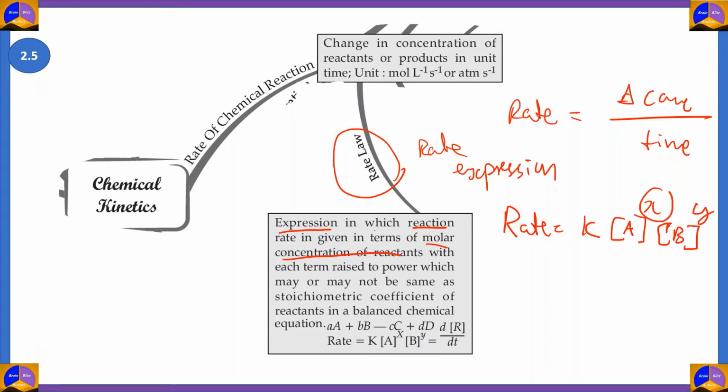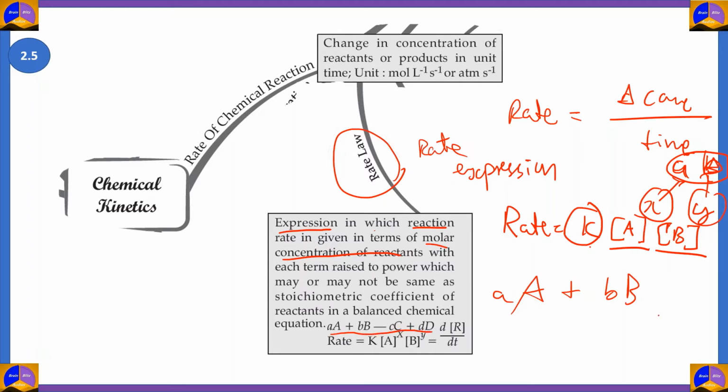So sometimes it may be the stoichiometric coefficient. So if it's aA plus bB, then maybe X will be equal to a and maybe Y will be equal to b. But at times for simplification, it may not be a and b, or it may be a by 2, b by 2. So this value can vary. However, the rate law or the rate expression is the expression in which rate is expressed as the rate constant into the concentration of A raised to some value into the concentration of B raised to some value.